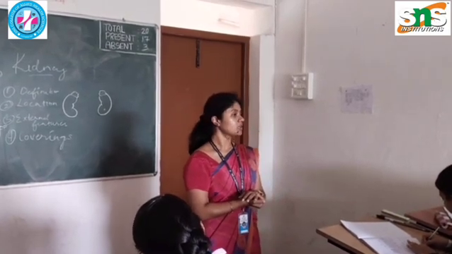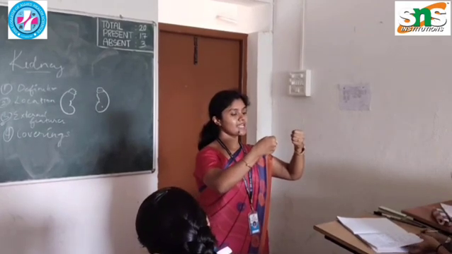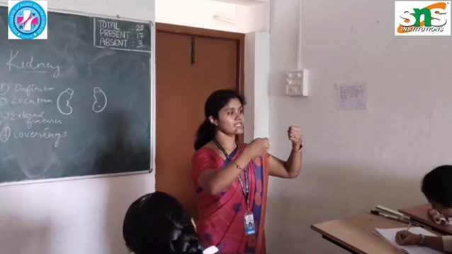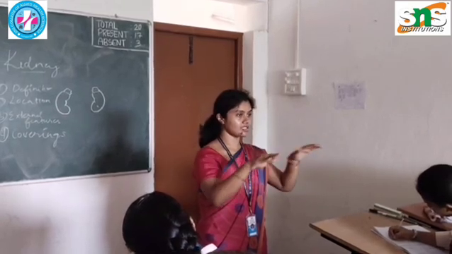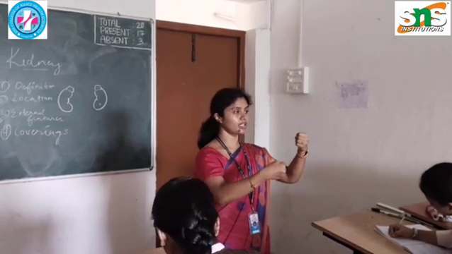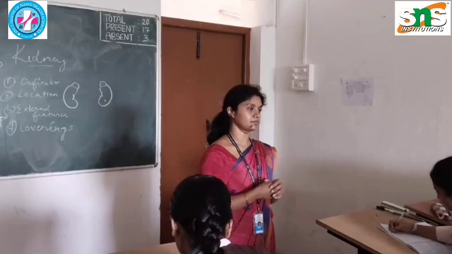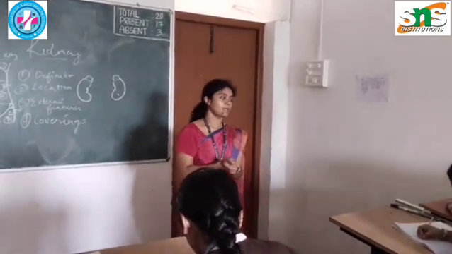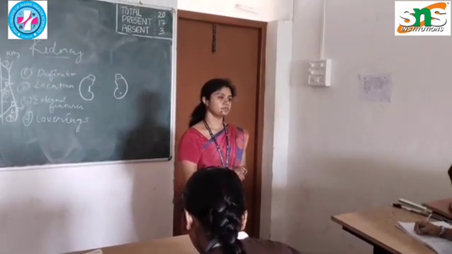And while looking into the locations, your right kidney will always be placed below the left kidney. Both will not lie in the same axis. Your right kidney will be below the left kidney because that gap will be occupied by your liver. So that gap in your abdominal cavity, your peritoneal cavity, will be occupied by the liver.